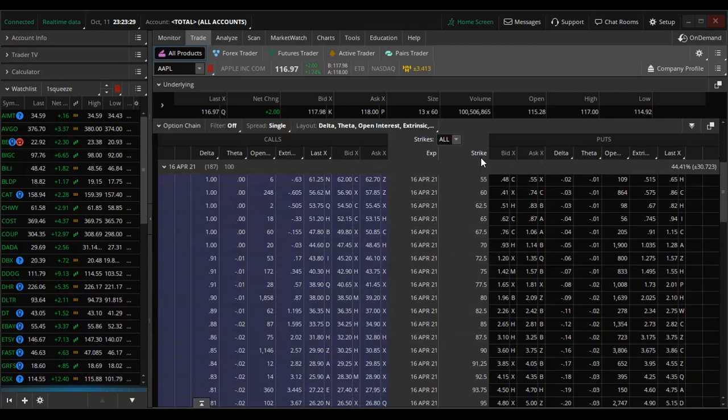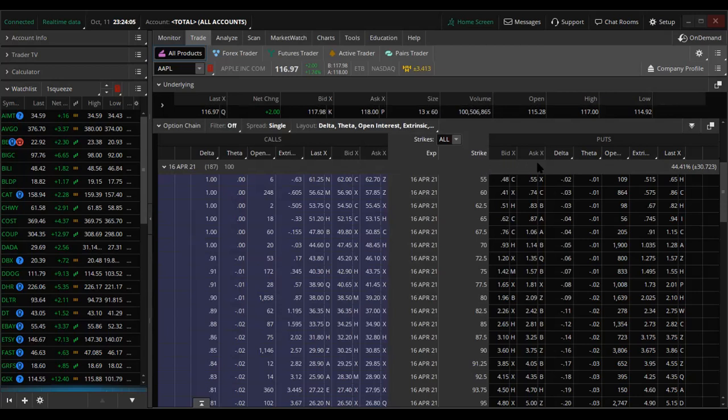And over here under strike, these are the prices at which you would be buying the right to buy the stock. Now, if you look up here, the last price for Apple was $116.97. Now, the example that I'm giving you is an option contract that I've done myself last week.